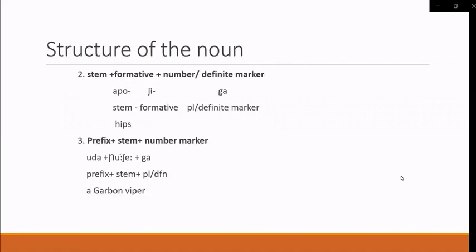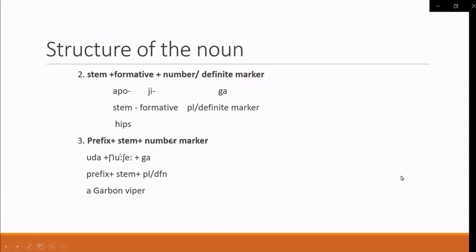Structure number two is that of the stem plus a formative and a number marker. I've chosen a plural noun, that is hips, apogica, where you have the stem, the formative, and the number marker. There are also many other nouns with formatives, as well as the stem and the number marker.